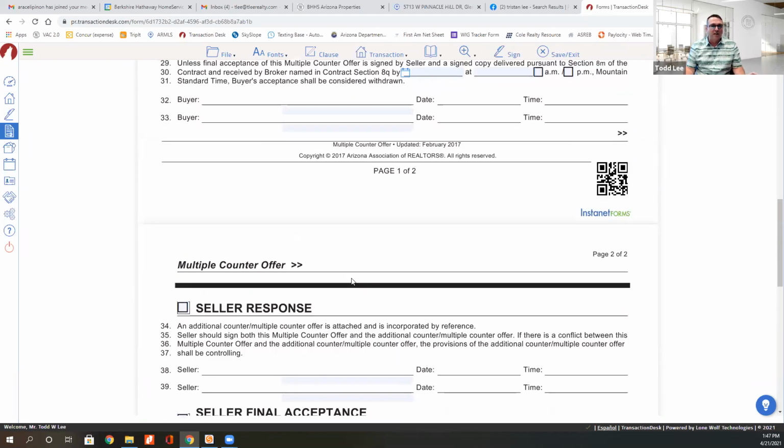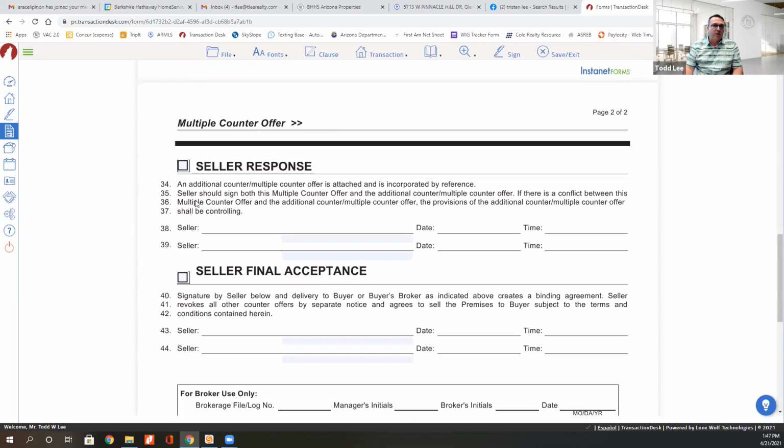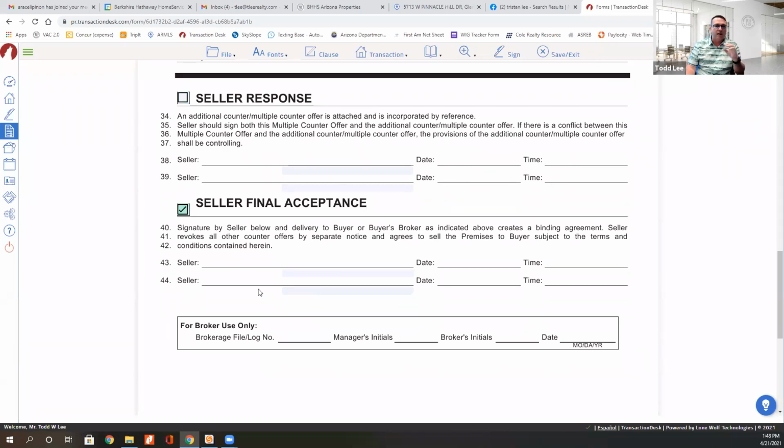So the seller would then have to come back. If you had accepted, the seller would have to come back, and the seller would either give a final acceptance or their response would be an additional counter offer. If they issued a counter offer, you can go back and forth with counter offers all over the place. In order for this to be final and ratified, the seller would have to sign it and deliver it back. Once this is signed and delivered back to the buyer, now you're under contract.